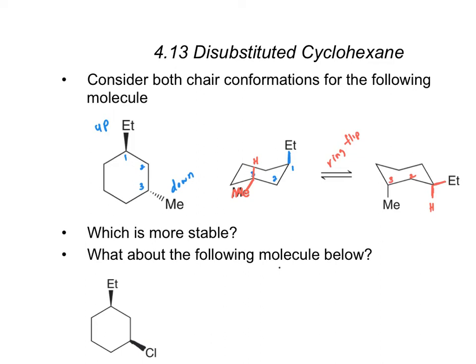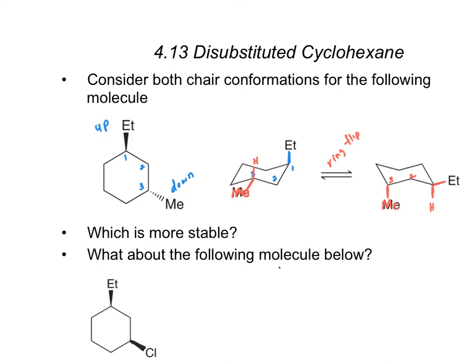And then at carbon 2, that methyl group has to be down, and now the axial is down at carbon 3. Okay, so we flip it, and we've got this guy. Okay? So now the question is, who is the lowest energy chair conformation?